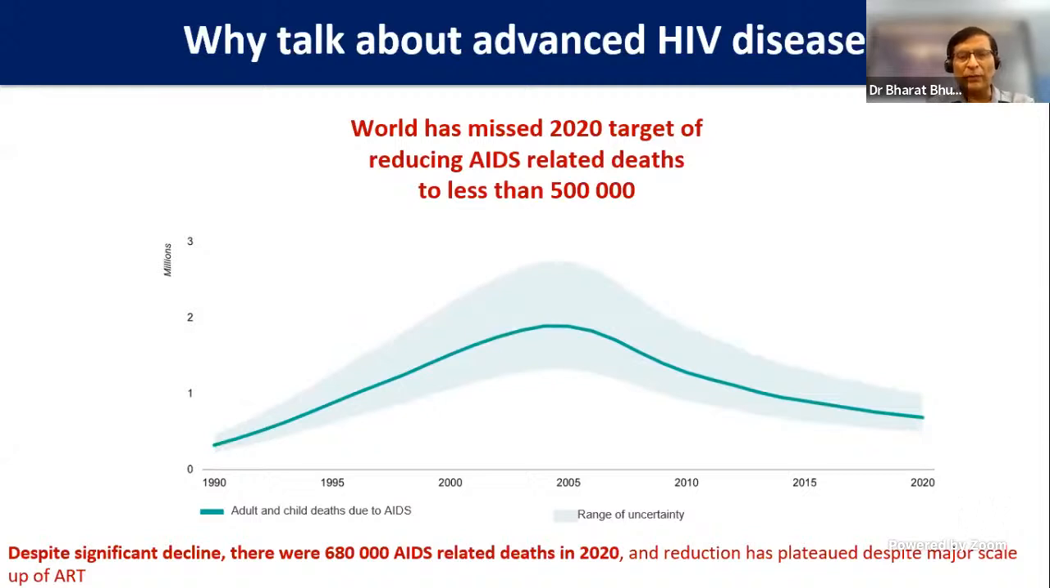We know that globally there was a target of having less than 500,000, that is 5 lakh deaths related to AIDS by 2020. And we are now in 2022, but in 2020 itself, we had 680,000 AIDS related deaths. And if you see from the graph, from the curve, the decline has plateaued over the last few years. So it means our efforts need something different to bring down these deaths.